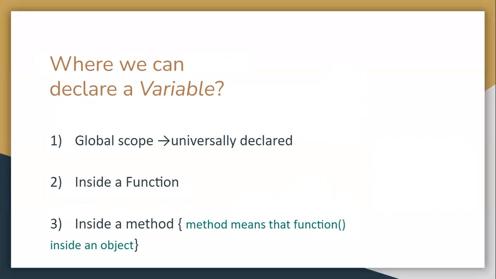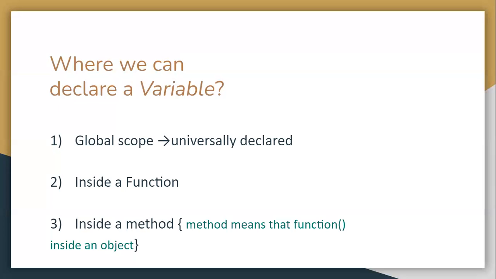meaning anyone can access that particular variable whenever they want. Okay, now coming to the second point, we can declare a variable inside a function. So whenever this function is called, at that point only the variable is used. Now the third point is inside a method.